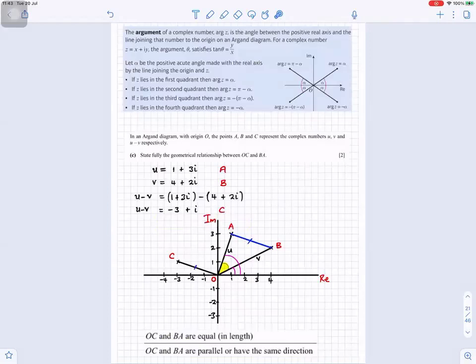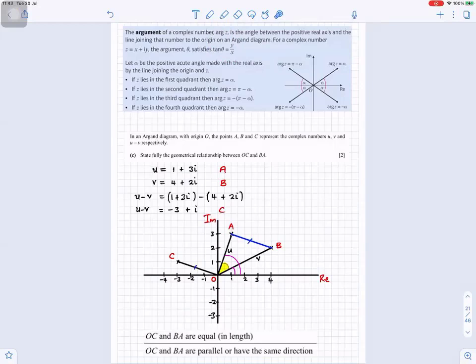In an Argand diagram with origin O, the points A, B, and C represent the complex numbers u, v, and u minus v, respectively. State fully the geometrical relationship between OC and BA. Okay, the formula above shows you the argument. The argument is given by tan theta equals y over x. That's why we had half divided by a half, which we did before, for you to get the argument.